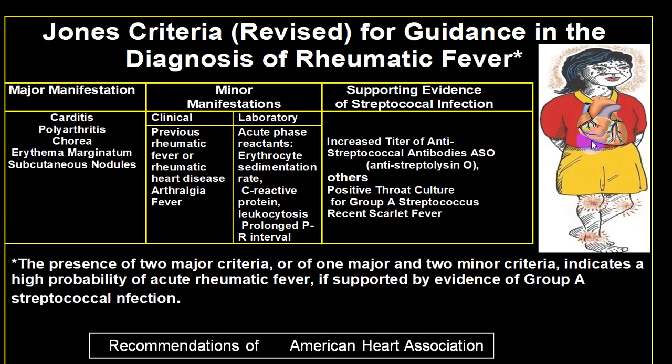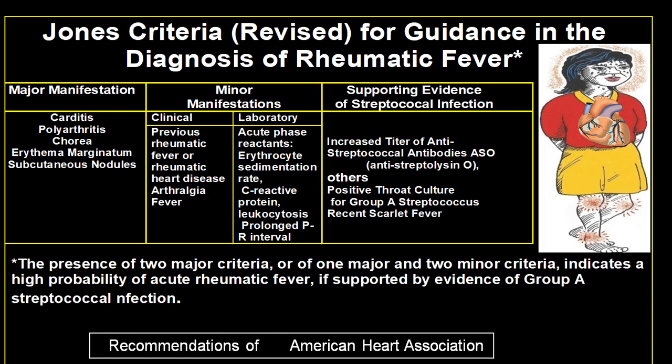There is something called the Jones criteria, and now there is a revised Jones criteria for diagnosis of rheumatic fever. It is divided into major, minor and supportive criteria. Major criteria are carditis, polyarthritis, chorea, erythema marginatum and subcutaneous nodules. So these are the 5 major criteria. In minor criteria, there are clinical criteria like previous rheumatic fever or previous rheumatic heart disease, arthralgia, fever, etc. And the laboratory parameters included in minor criteria are ESR, C-reactive protein, leukocytosis, and on ECG, PR interval prolongation.